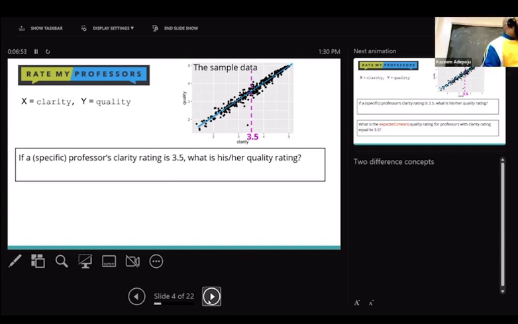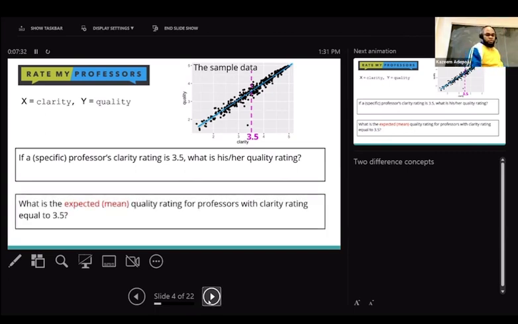At the beginning today, I said, well, you want to make a prediction. Are you interested in an individual or in the average? Now, take a look at this. This is an individual. You know why it is an individual? I'm referring to a particular professor, maybe me, right? If a specific professor's clarity rating is 3.5, what is his or her quality rating? That is an individual prediction. That is not an average prediction.